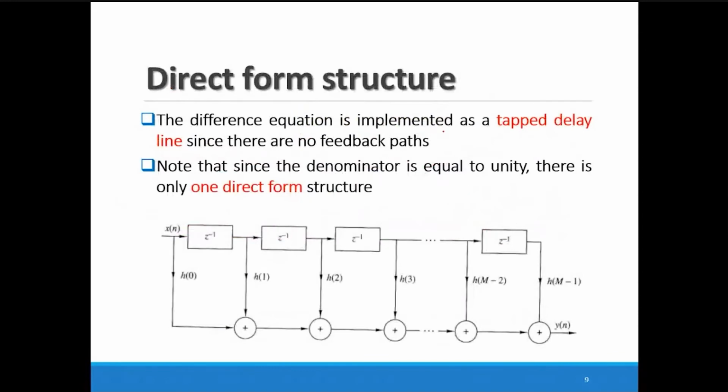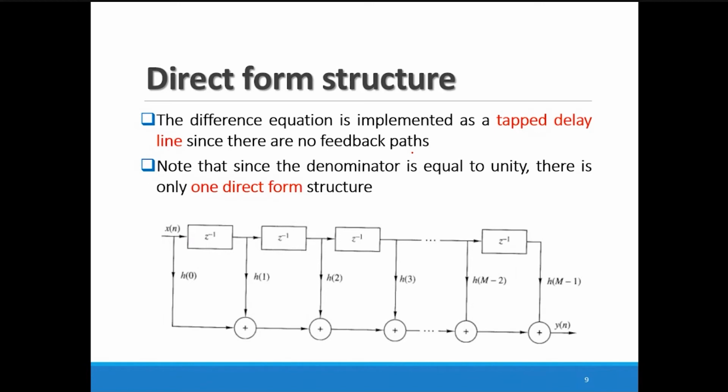The difference equation is implemented as a tapped delay line, since there are no feedback paths. As you have seen, in an FIR filter we have only the numerator part, no denominator part. So here no feedback paths are shown. Note that since the denominator is equal to unity, there is only one direct form structure. In this FIR form only the numerator is present, and the denominator has the value 1. So whatever filter design you get, it has only one direct form structure. That's why it is known as the direct form structure only.